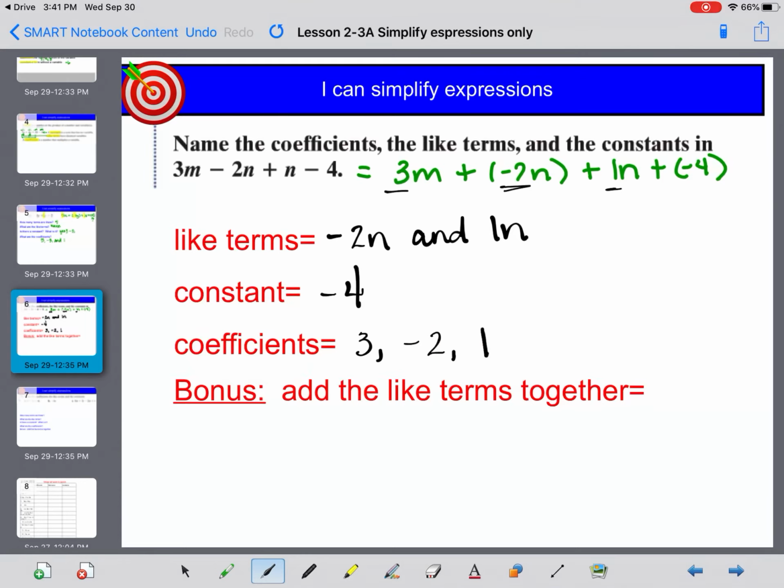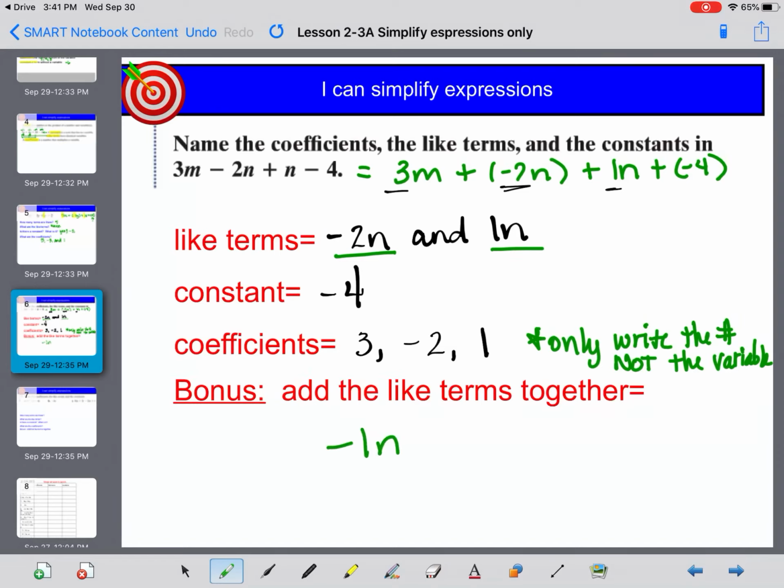The most common student mistake is to write 3m, negative 2n, and 1n for coefficients. Make sure you make a note to yourself. Only write the number, not the variable. Bonus, can you add the like terms together? Can you add negative 2n plus n? Hopefully you can, and hopefully you get negative 1n.